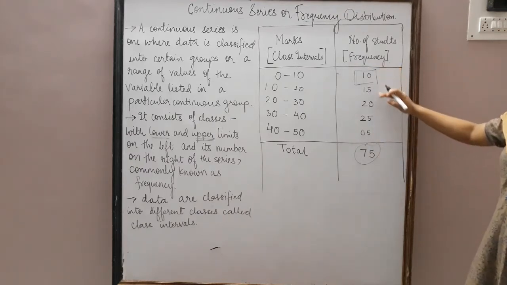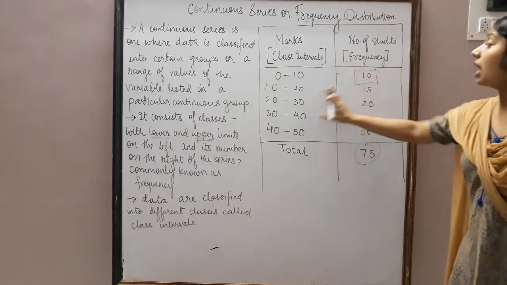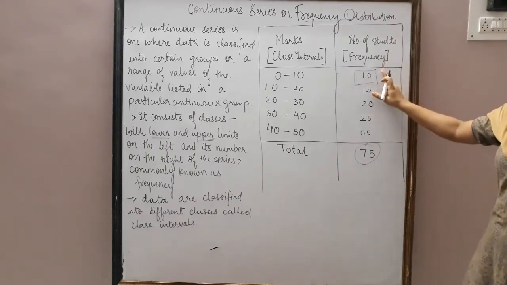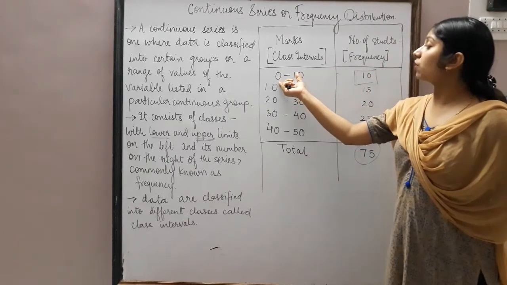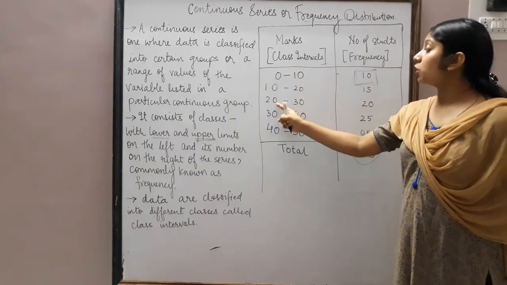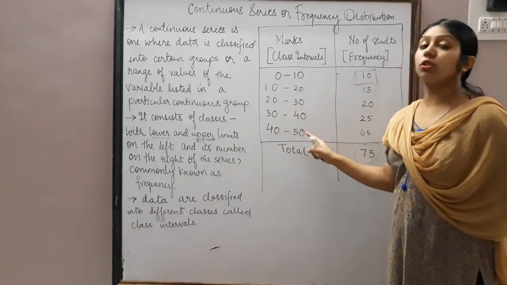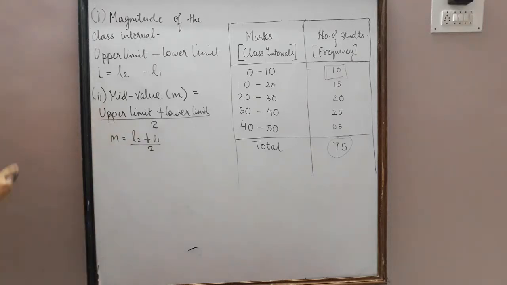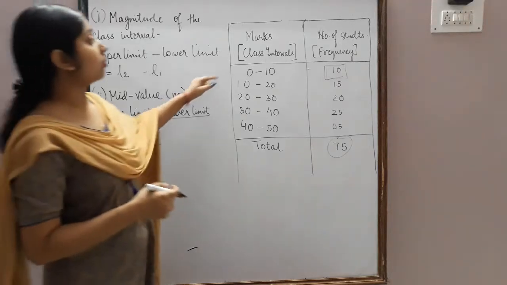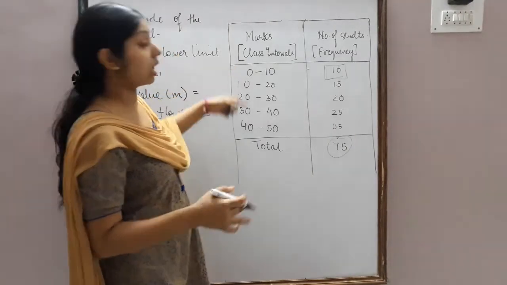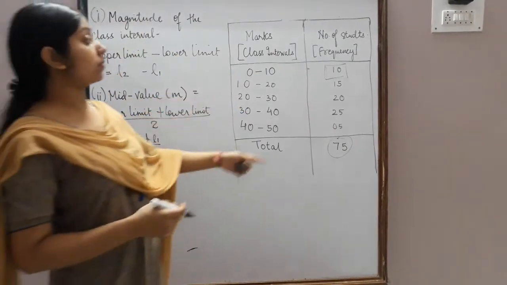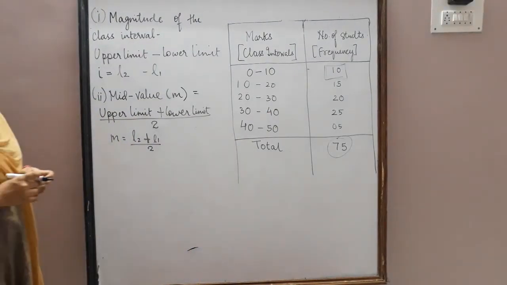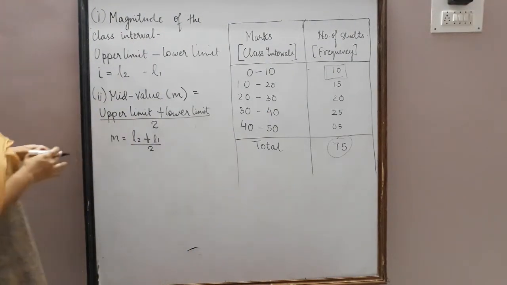So over here they are arranged into class intervals and on the right hand side we have the frequencies, that is the number of students who have got marks ranging from 0 to 10, 10 to 20, 20 to 30, 30 to 40, 40 to 50. Right? Now we are going to discuss a few more terms related to this. We have discussed what is class interval, what is a class or what is a range. We know what is a frequency. Now we are going to discuss the magnitude of the class interval.